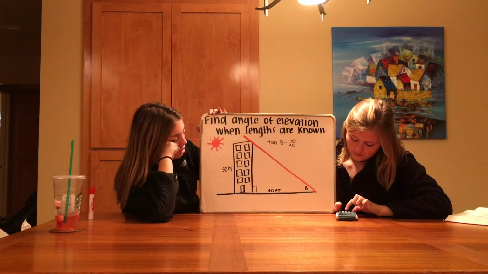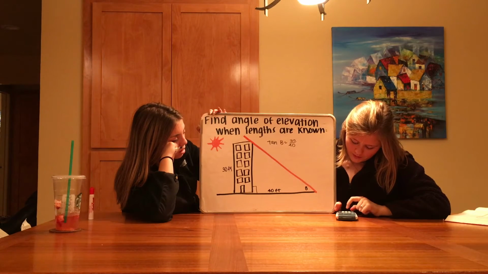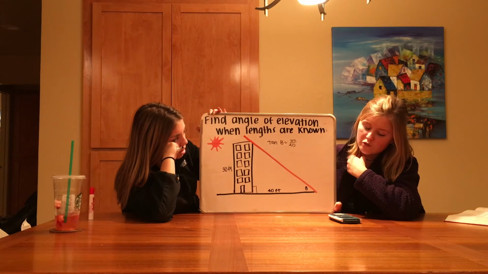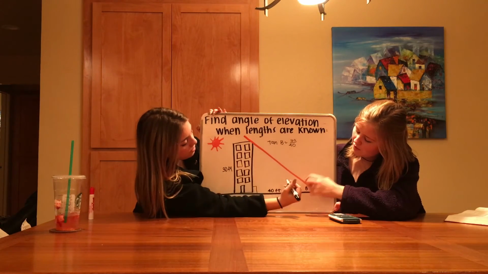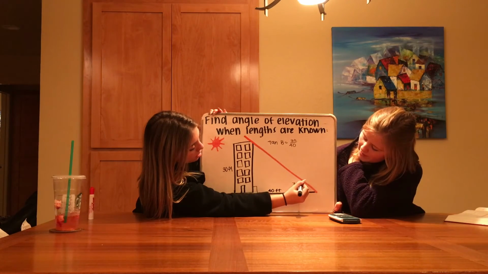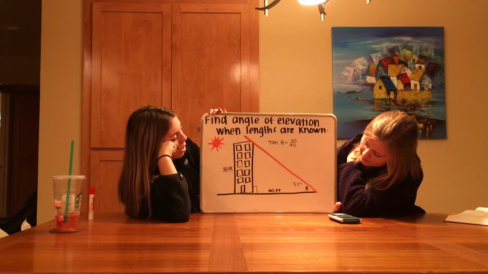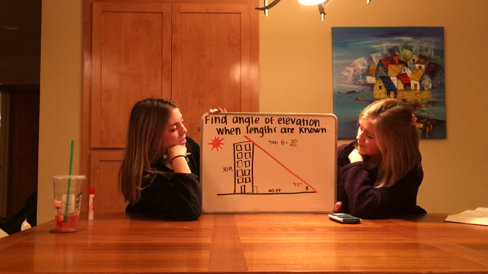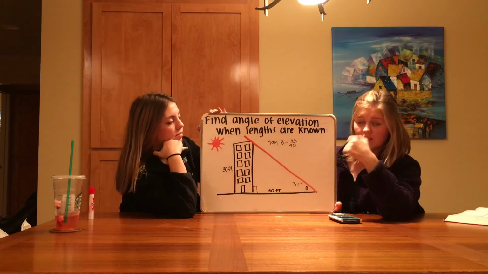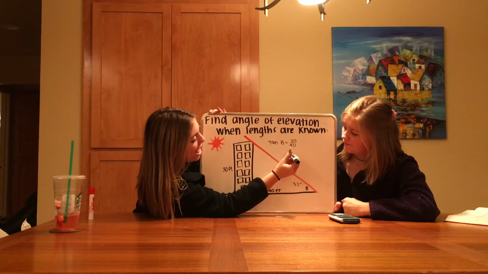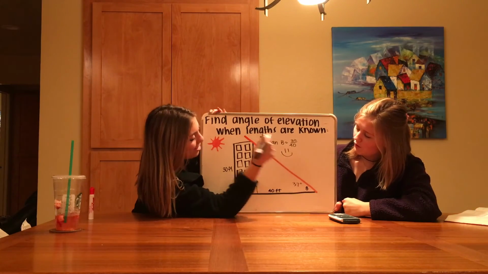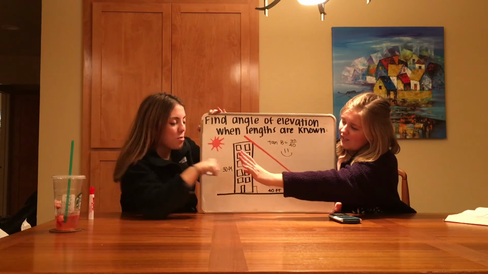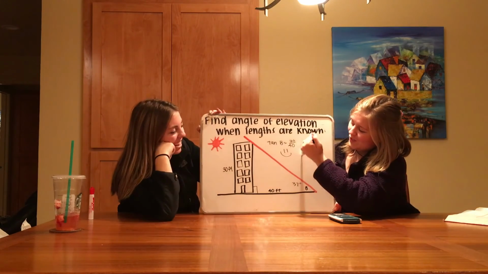So inverse tan of 30 divided by 40 equals 36.8, so it's going to be 37. This angle measure, B, is 37 degrees. So you have found your angle of elevation: the angle of elevation is 37 degrees. That's all you need for that one. That's another thing we have crossed off the list. Okay, wait, no. Check mark.